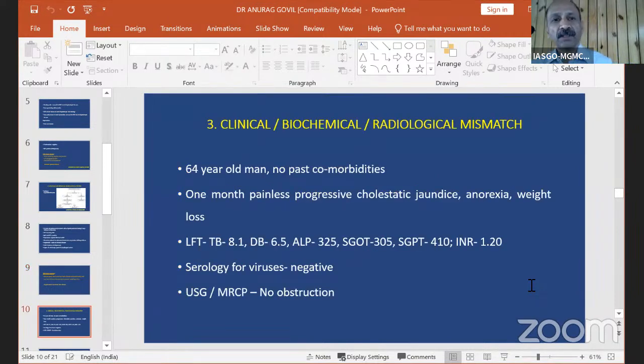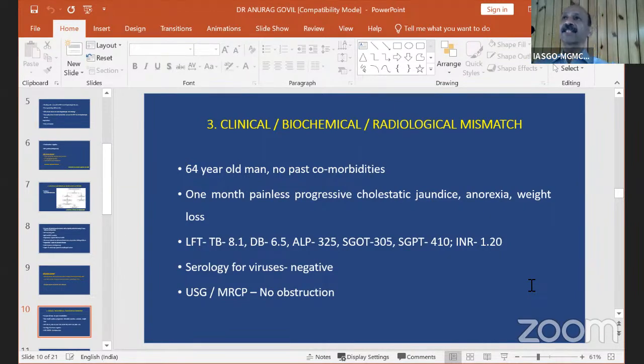Let's come to the third group. So you have a mismatch now. 64-year-old man, no comorbidities, 1 month painless progressive cholestatic jaundice, anorexia, weight loss. Yes, they are there. LFT is suggestive of obstructive jaundice.